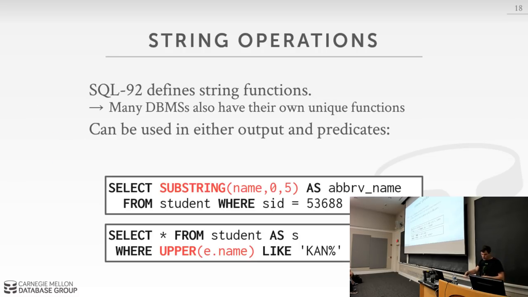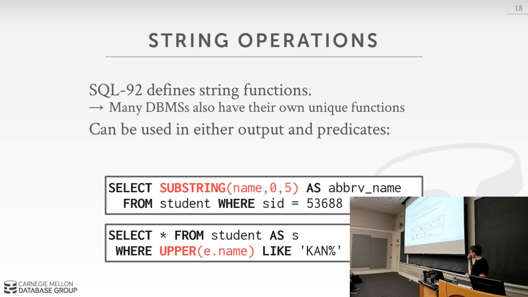The SQL standard also defines a bunch of string functions. Again, there are the standard things you would expect, like substring, upper, lower, trim. These are all part of the SQL-92 standard, and most systems will have them. But of course, there are going to be a bunch of other things that are proprietary in each different database system. The thing to point out, unlike aggregation functions, is that string functions, mathematical functions, and date functions can appear anywhere in your queries. They can be in the select output list, in your predicates, and they don't always have to be in the select portion. They can be in your having clauses.